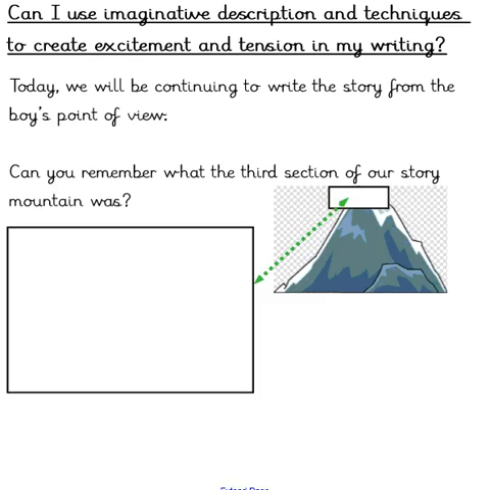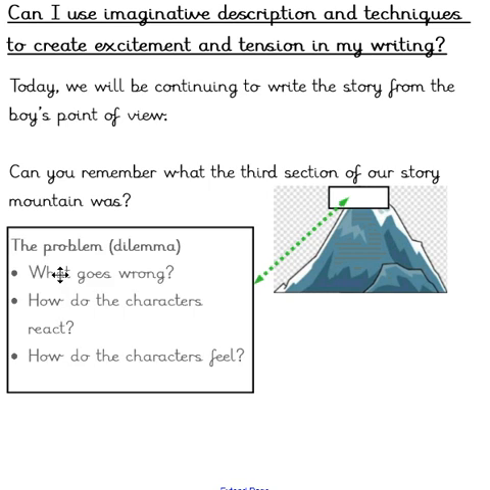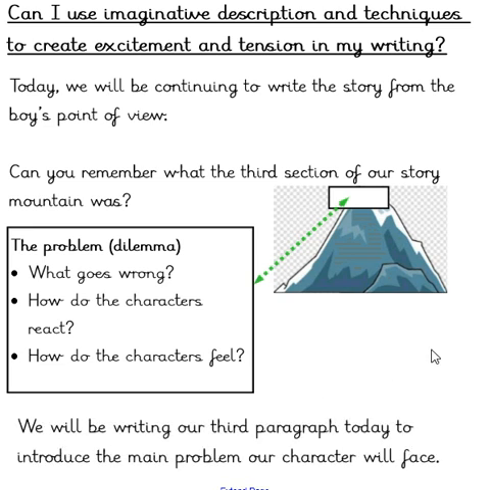Today we'll be continuing to write the story from the boy's point of view. Can you remember what the third section of our story mountain was? The third section of our story mountain is the problem or dilemma. This is where we will need to explain what goes wrong for our main character, how they react, and how they feel. We will be writing our third paragraph today to introduce the main problem our character will face.